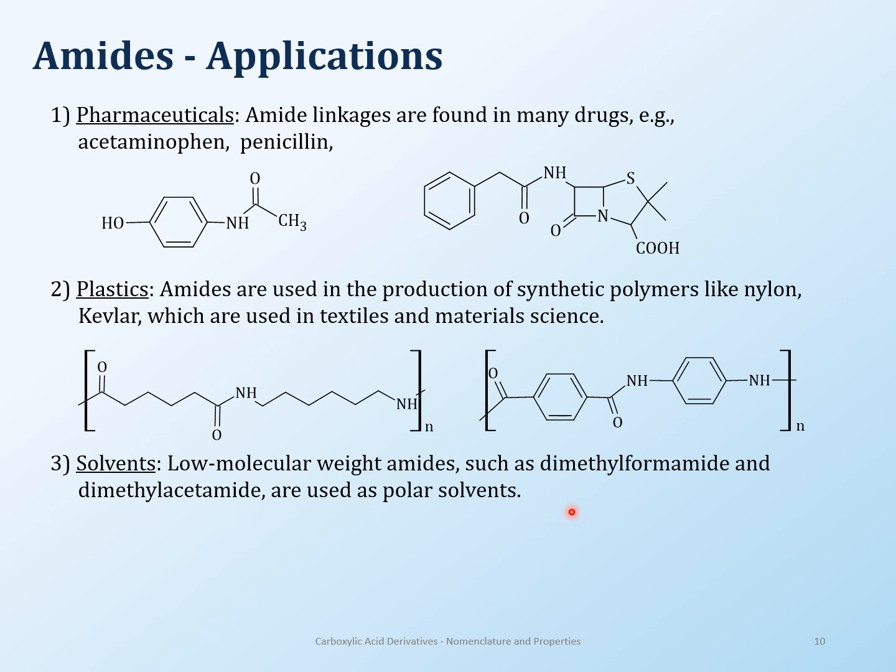Amides can also be used as solvents. There are a few of them that are used as solvents. Dimethylformamide. Again, formamide means that you only have one carbonyl carbon, that's it, and the nitrogen has the two methyl groups. Okay, so dimethylformamide, then dimethylacetamide. These are very good polar solvents. So depending on what kind of reaction you are doing, if you need something with a high boiling point, then these are very good solvents for that.